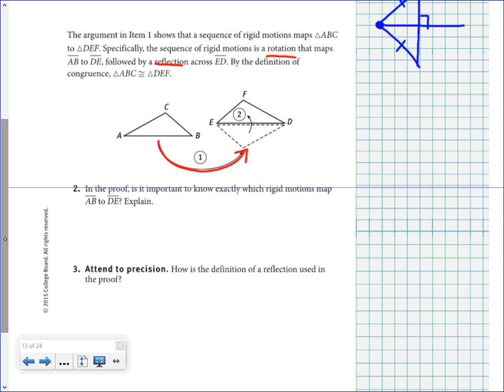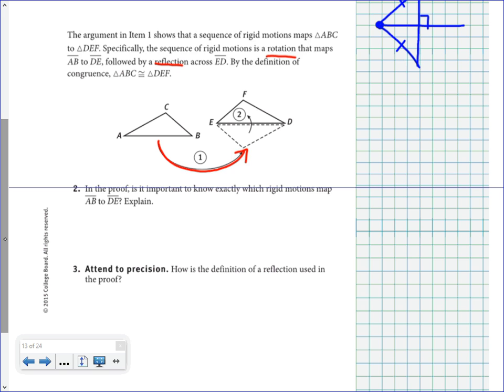So no, it wasn't required that you know exactly which rigid motions would map them. However, it does help sometimes for you to be able to know exactly what it is. So although it's not necessary to specify exactly which rigid motions you would be using, if you know it, it can sometimes help you with your proof. It can show you that the rigid motion does exist. But if you can see it, you just can't exactly specify what it is, that's fine. So it's not required. You might consider it important, but it's not necessarily required.